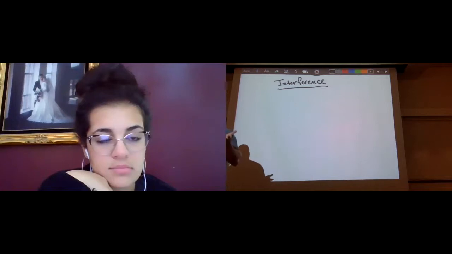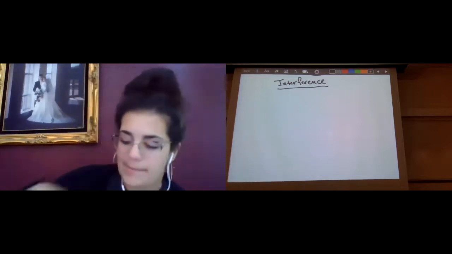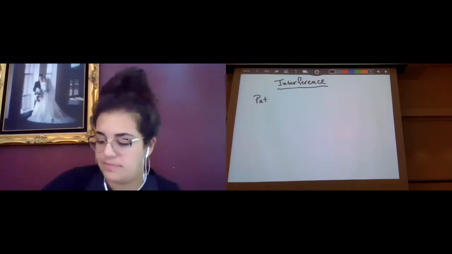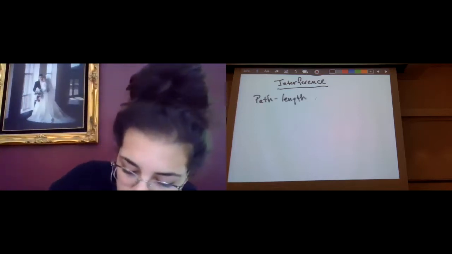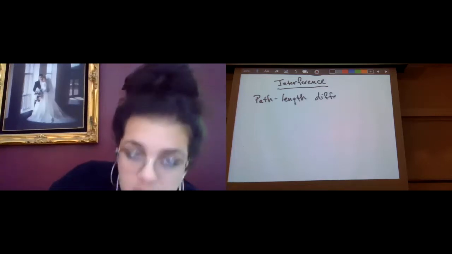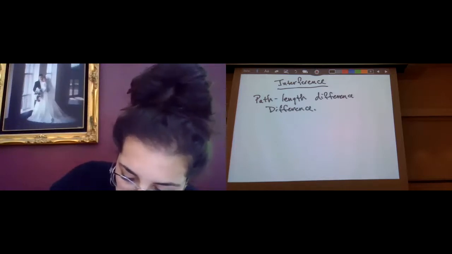thing we need to know is what is the difference between the path lengths at which these sources travel. So for interference, we're going to look at what's known as path length difference. And I'll show you that in just a second here. So path length difference. So what does that mean?